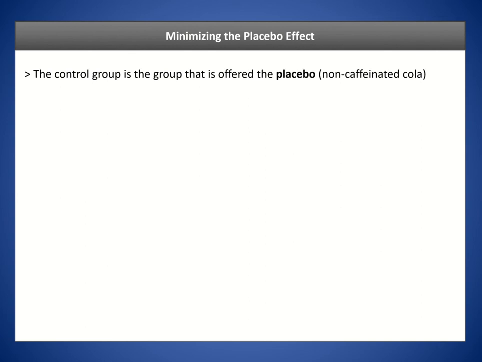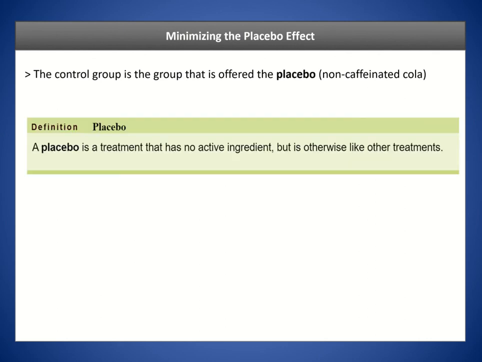The control group is, as we mentioned, the group that is used to compare to the other group. Usually the control group is offered the placebo, so in this case, the non-caffeinated cola. A placebo is a treatment that has no active ingredient, but everything else is the same. In this case, it's a cola. It's sweet, has the same amount of sugar. Everything else is the same except it has no caffeine, and they can't tell whether it has caffeine or not. That's the important part, right? So we can't have them knowing which treatment they have.